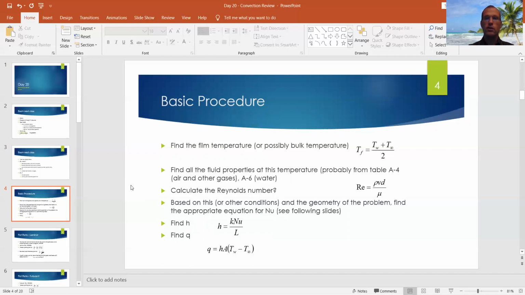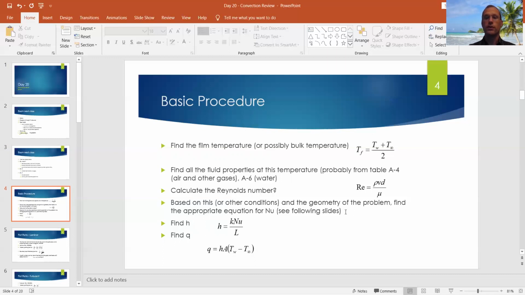Third step is to calculate the Reynolds number, because a lot of properties depend on the Reynolds number. That's for the forced convection case anyway, so that's why there's a little question mark here. Reynolds number, question mark, because if I'm dealing with free convection, I might need the Rayleigh number, the Grashof number, or the Prandtl number. So whichever one you need to calculate is based on whichever equations you're using and whichever geometry you need to deal with. Basically for part 4, based on what you just did in part 3 and other conditions such as the geometry, what is the appropriate equation to use for the Nusselt number?